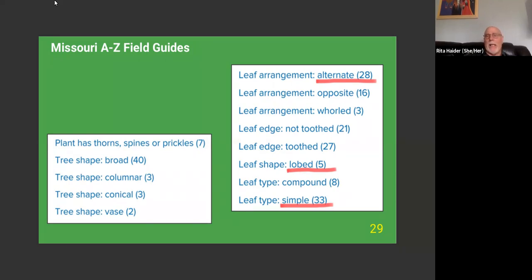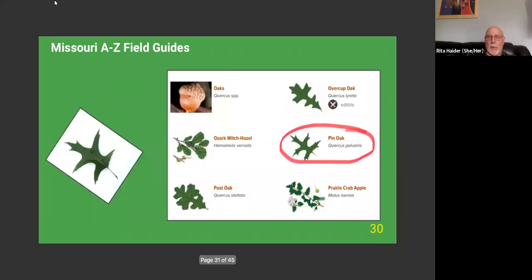Tree shape, if you like, I don't know. I do know that I had an alternate leaf, lobed, and it is simple. I click on those 3 things, voila, it pulls up about a dozen different trees, and simply looking at the picture on the right, I can match it to this photograph of the leaf I took on the left, and I'm guessing, yeah, that sure looks like pin oak.